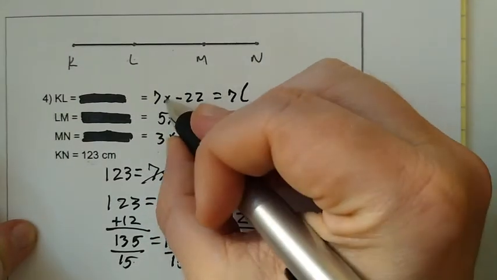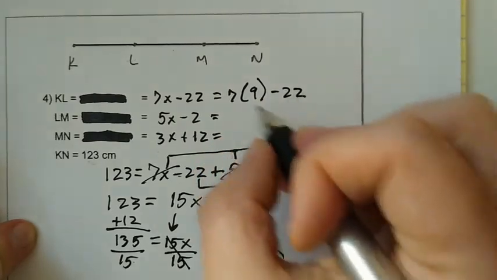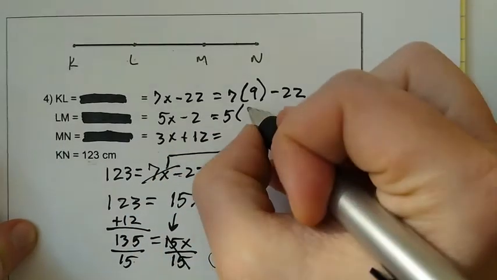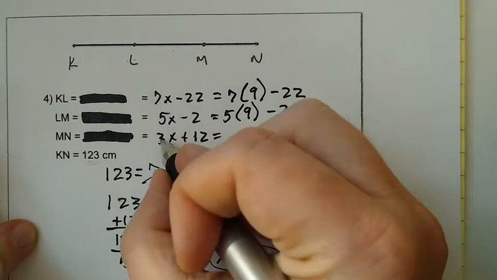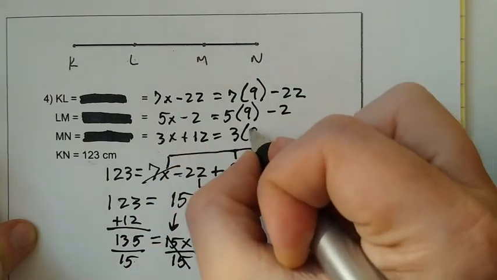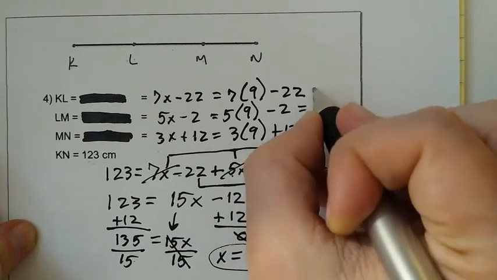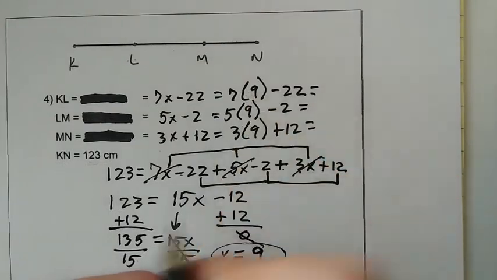Remember, instead of the x, we put the 9 in parentheses. Again, if you don't put it in parentheses and you put it into the calculator, it will give you the wrong answer because you have to do multiplication first.